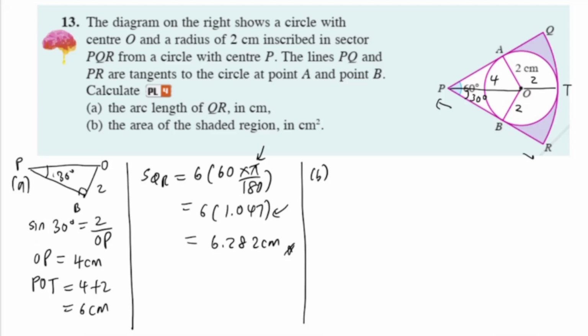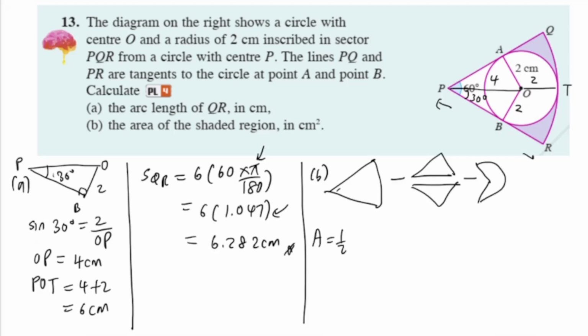Okay. Next, find the area of the shaded region. The shaded region consists of this big giant sector here, minus this triangle times 2 and minus this sector. Your big sector, we can use half r squared theta. We already know the radius. The radius is 6. Theta is 60. Again, the textbook will use 1.047 because they just round off and use this figure.